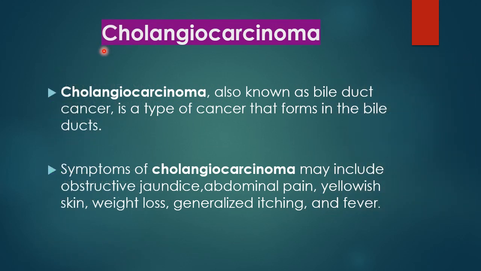Next we come to cholangiocarcinoma, which is also known as bile duct cancer. It's an adenocarcinoma arising from the mucosa of the bile ducts. Symptoms of cholangiocarcinoma may include obstructive jaundice with abdominal pain, weight loss, and generalized itching and fever.